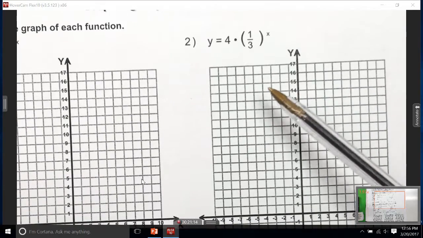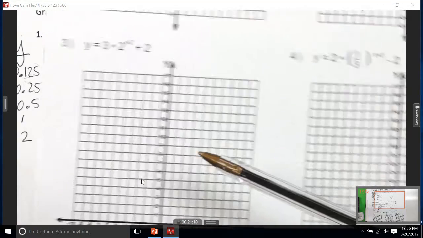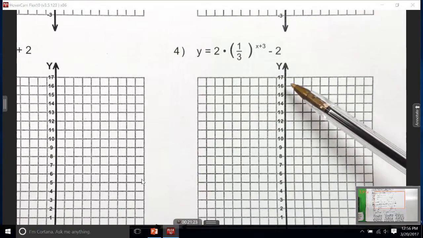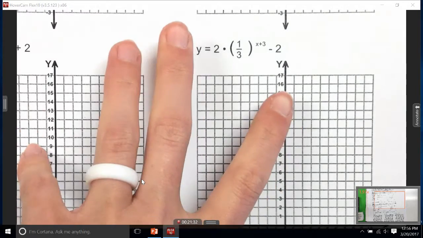This one, range. Greater than 0. This one, range. Greater than 2. Good. This one, range. Greater than negative 2. Good. That's the easy way to identify range. You don't even have to graph it. You already know what it's going to be. Any questions about that?